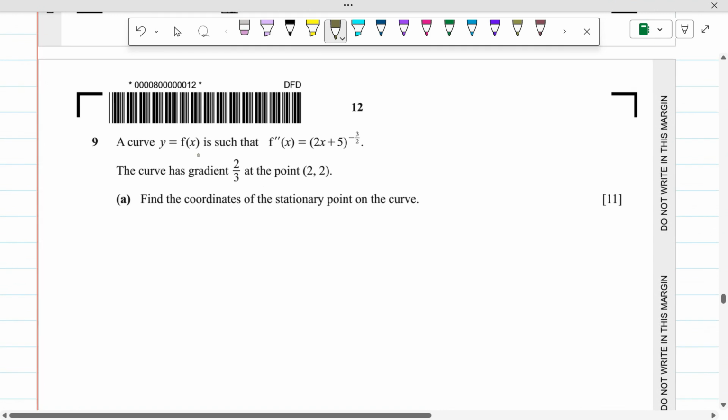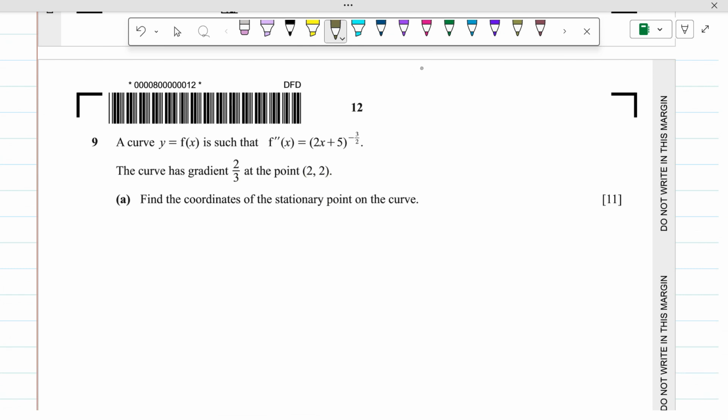Let's move to question number 9. The curve y equals f of x is such that the second derivative of the function is equal to (2x + 5) to the power of negative 3 over 2. The curve has the gradient 2 over 3 at the point (2, 2).